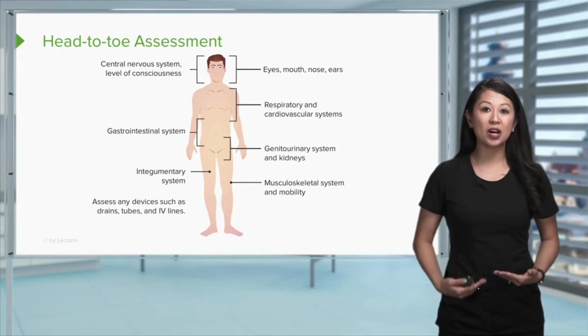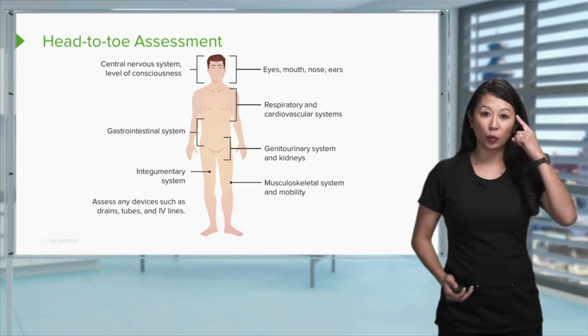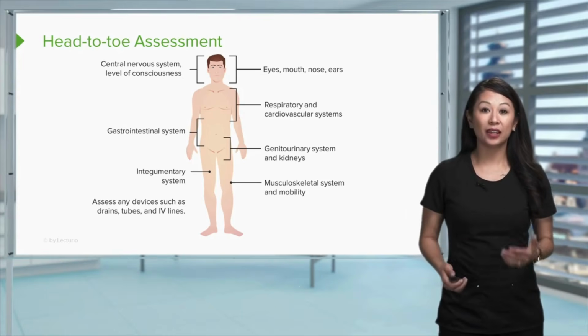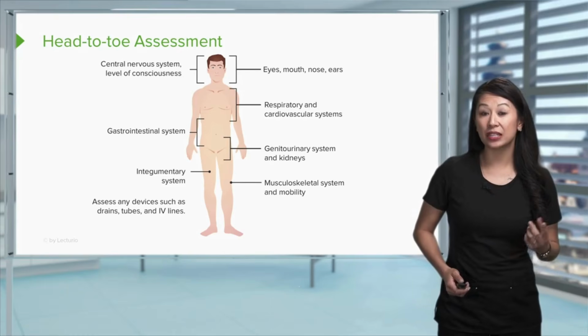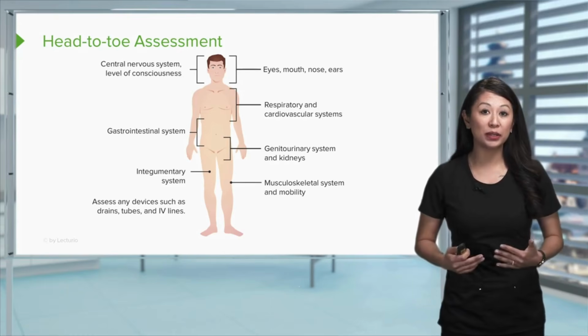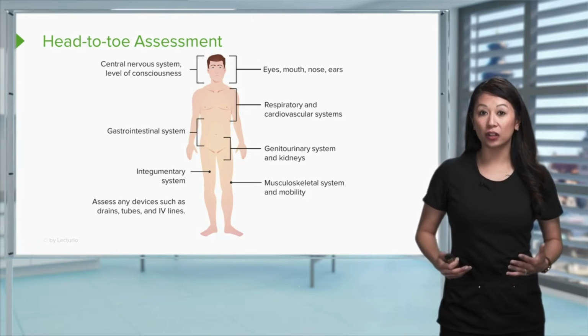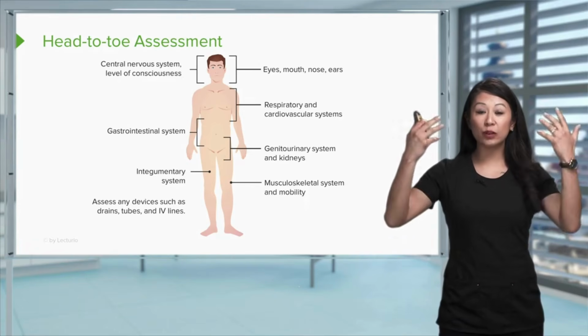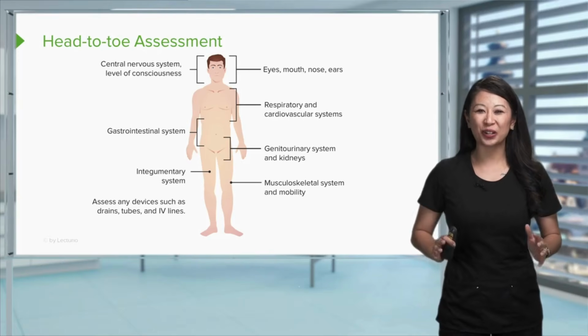And then moving on down to the GU system, which is our urinary system. So when I get to the stomach, I just think pee and poo, meaning when's your last bowel movement? Are you having any pain? How's your bowels been? When's the last time you voided or urinated? How did that look?